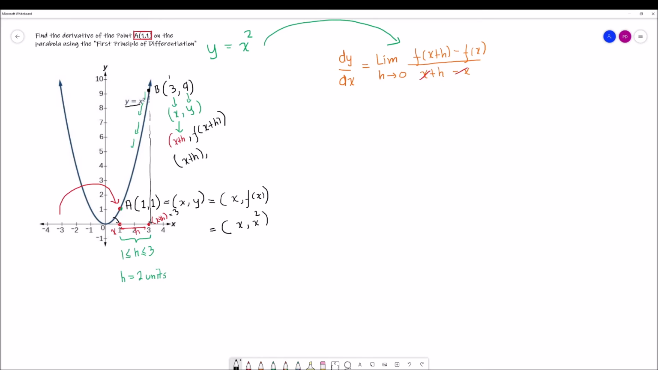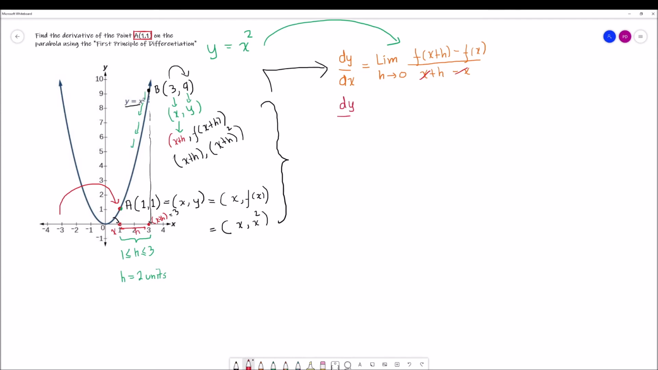It means, how did we get 9? We get 9 by squaring x plus h. So we can also say that this is our y coordinate. Now, since we have this figured out, we can go back to the first principle, and it is going to be a piece of cake. Trust me. So let me write this down.